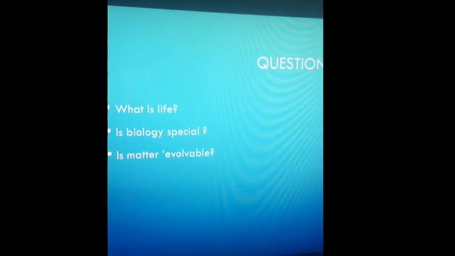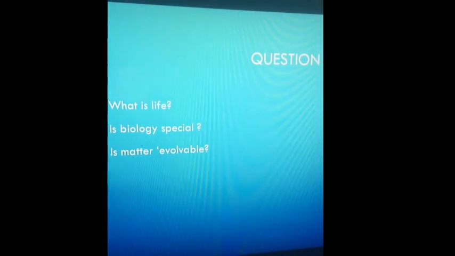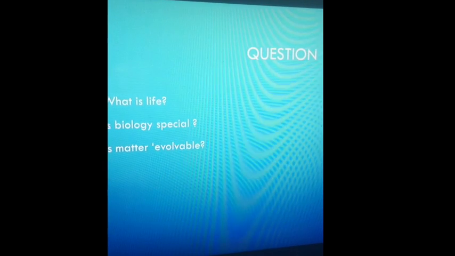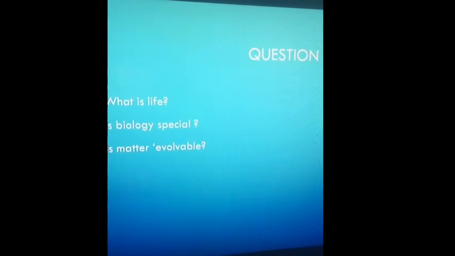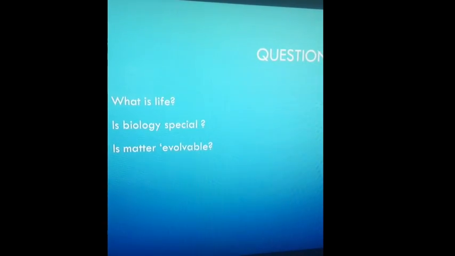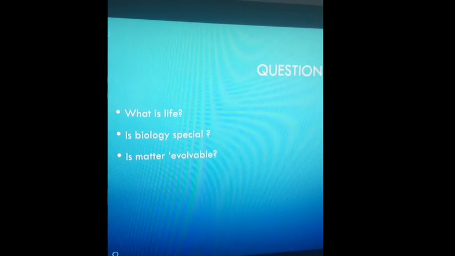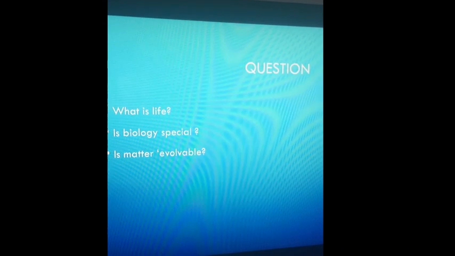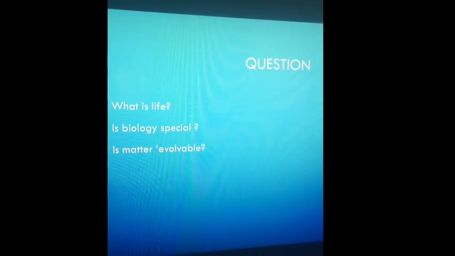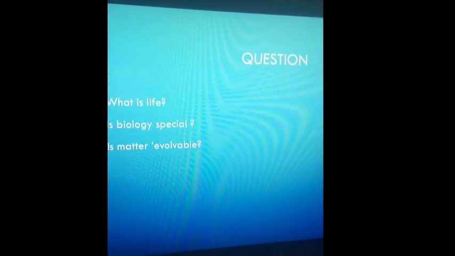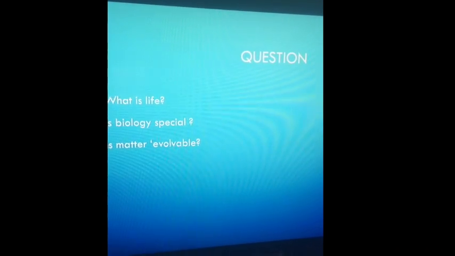So this raises three really important questions. What is life? Is biology special? Is matter evolvable? If the questions are answered in reverse, then when discussing the third question, is matter evolvable, knowing how special biology is also allows us to have an idea of what life really is.